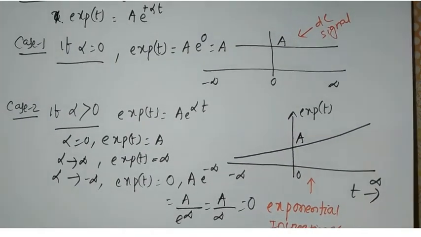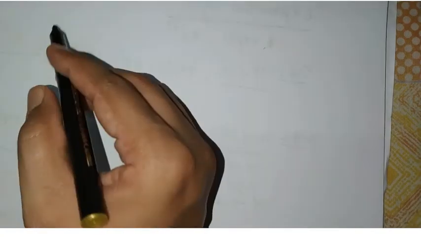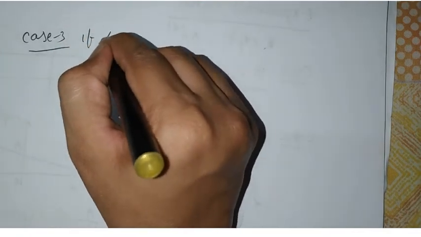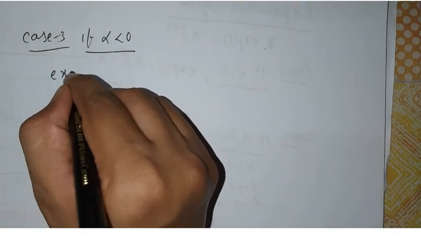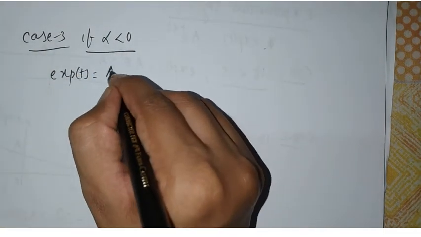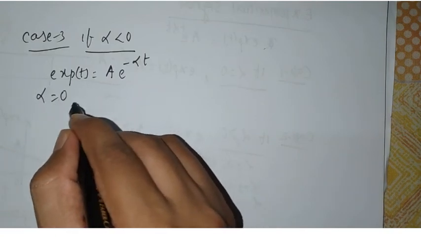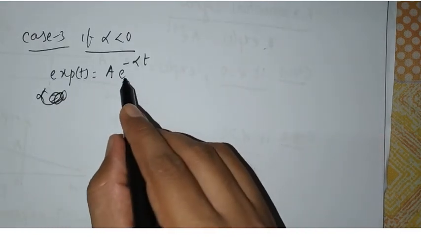Now we'll go for the third case. Case 3. What is the third case? If alpha is less than 0. So what will we get? Now what is exp t? Exp t is a e to power minus alpha t, because alpha is less than 0. Here also exp t is a e to power minus alpha t.